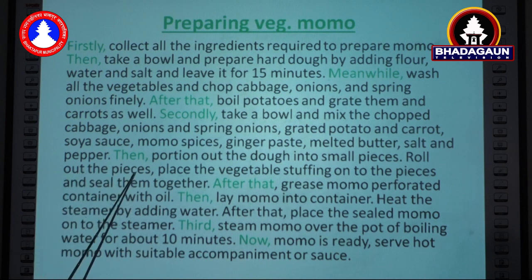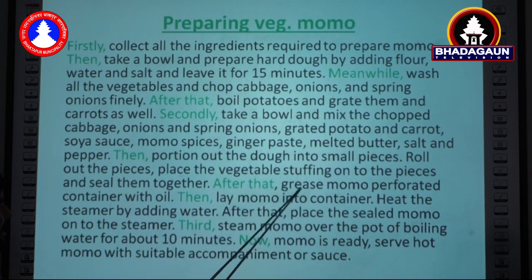Roll out the pieces. Place the vegetable stuffing. Now you have to place. If you have rolled the dough, then you have to place the vegetable stuffing that we have already prepared onto the pieces, and seal them together. Now you have to seal that dough. You have already put the vegetable stuffing inside.